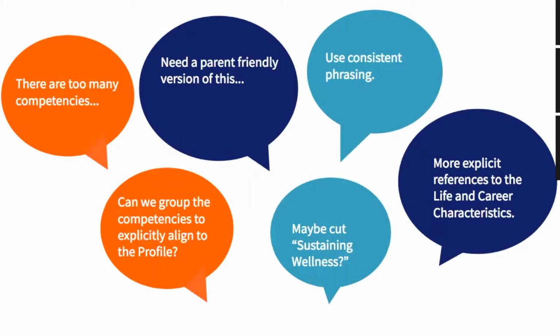There was a trend around using consistent phrasing, around making it more explicitly connected to the profile of a South Carolina graduate, and in particular, the life and career characteristics. There were some suggestions around possibly cutting the competency sustaining wellness, and then more explicit connections to the profile, actually, as I mentioned as well. So those are some of the headlines of the cool feedback and suggestions that we received.